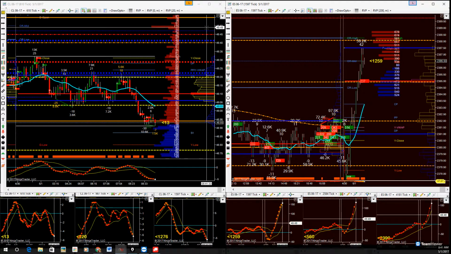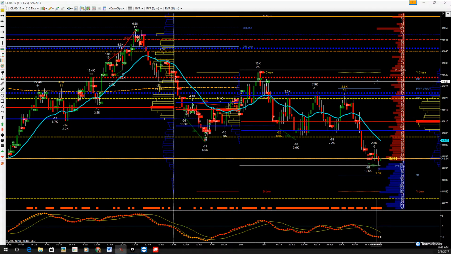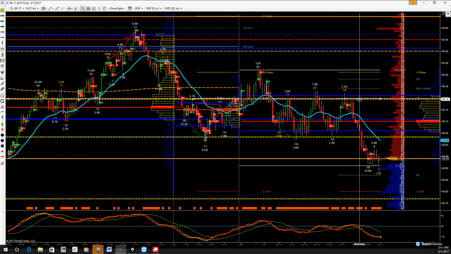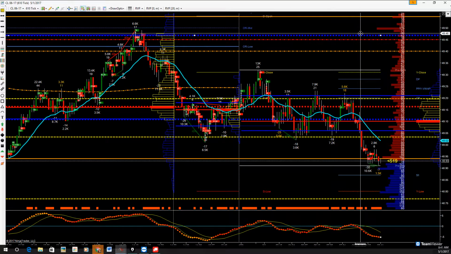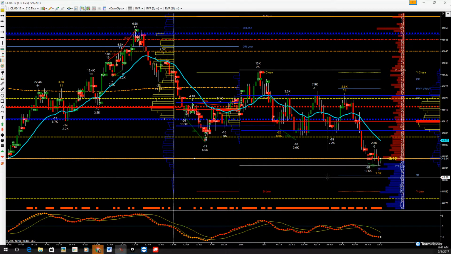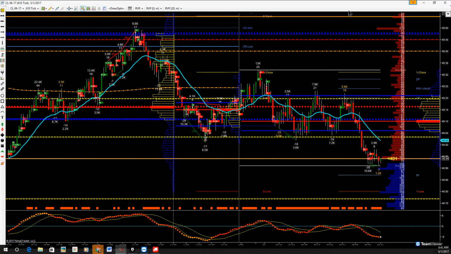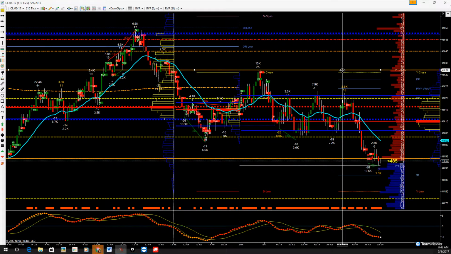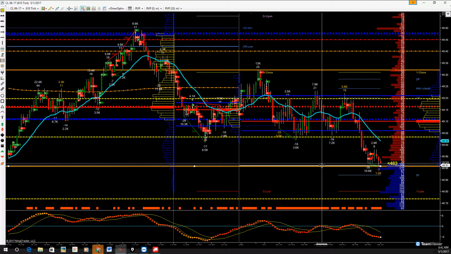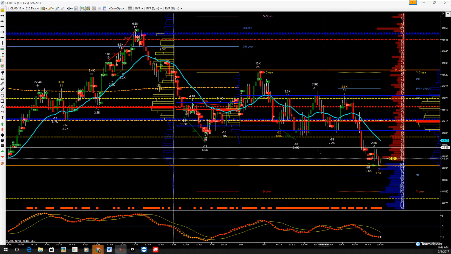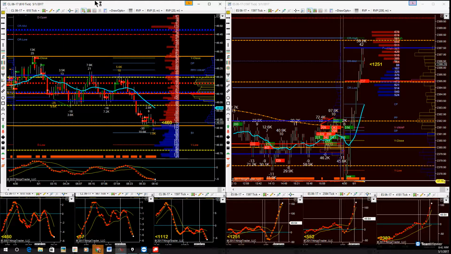So let's just give it a second. In the meantime, why don't we just start adjusting our levels for oil? So let's find our value area low, VPOC, value area high from Friday. Find our current overnight low, overnight high, and overnight VPOC. All right, so we got that part done.